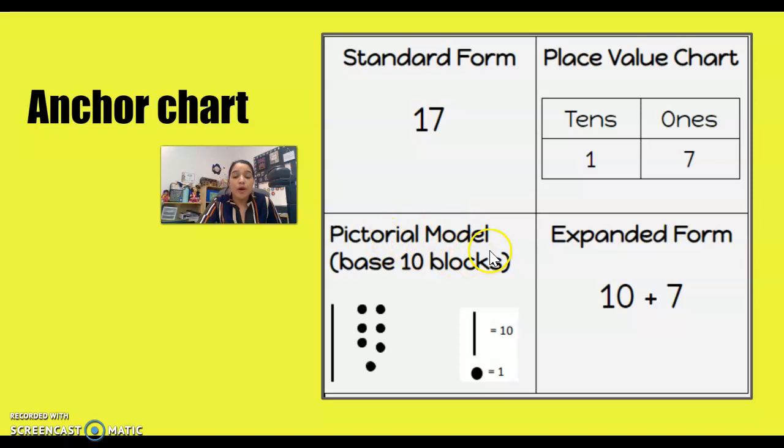Our pictorial model, which is our base 10 blocks, we can draw 1 straight line for tens and dots for ones. So we have 7 ones, so you can see 7 dots. Expanded form. Remember, expanded form is when we take apart a number. So we have 1 ten, so we wrote the number 10, and we have 7 ones, so we're adding 7. So 10 plus 7 equals 17.